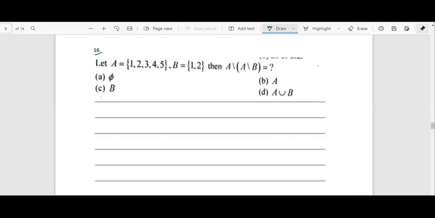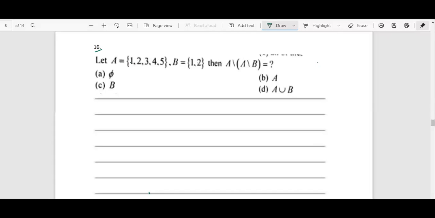Okay, so now we are going to discuss some NET and ECAT sample questions which are related to the topic sets. This video is basically the second part of this topic. I've already uploaded the first part. So here we are going to start off with the 16th question. The rest of the questions are in the first part.